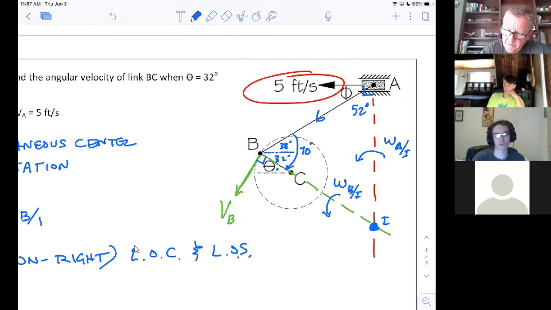And so 70 and 52 is 122, minus 180 is 58. So this angle down here would be 58 degrees. Is that true? Yeah, that is true.